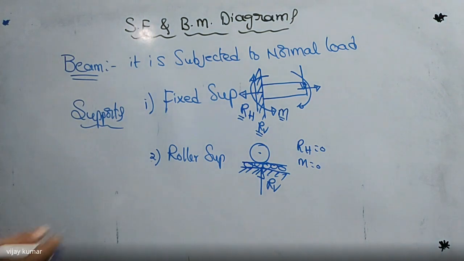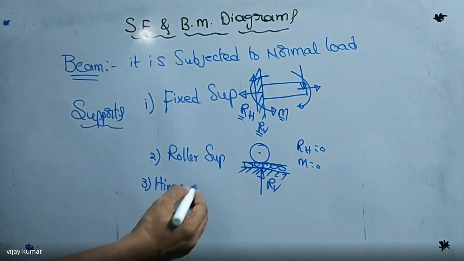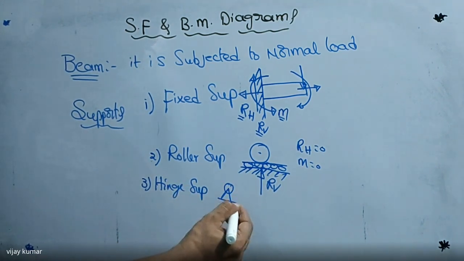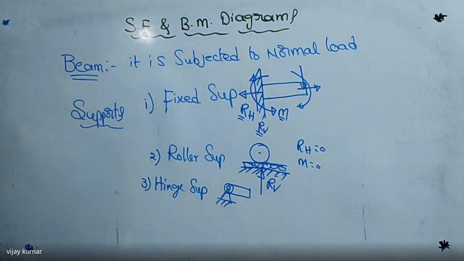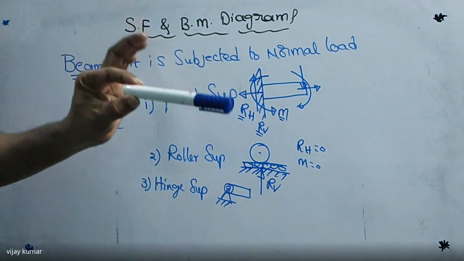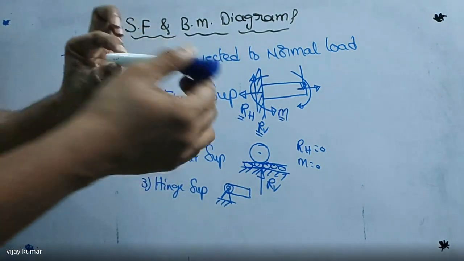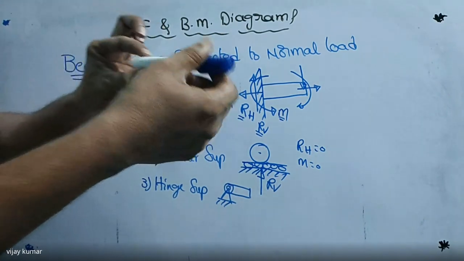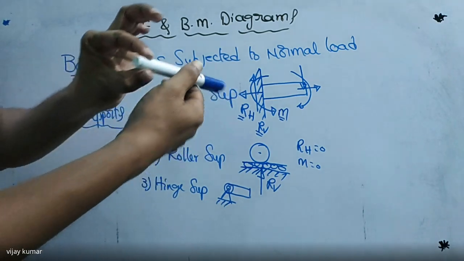And the third one is nothing but the hinge support. So I am going to indicate it like this. Listen carefully, this is the hinge here. I'm going to hold this component like this, so it can easily rotate. It can easily rotate means there is no reaction in the rotational direction.